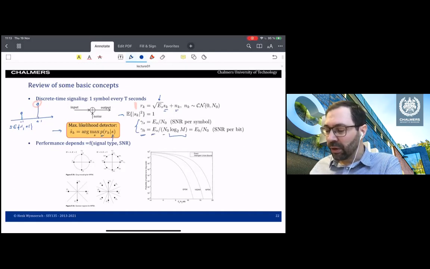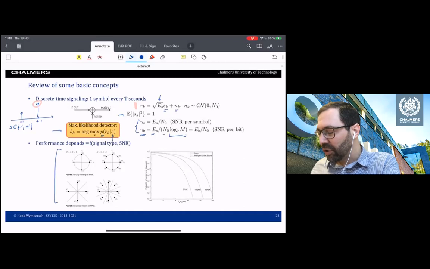The performance of a communication system depends on the constellation that you use and the signal-to-noise ratio. This is what the figure on the right shows. On the x-axis, we have the signal-to-noise ratio per bit. On the y-axis, we have the probability of making an error, also called the symbol error rate. Here we show performance for different constellations, and you see that different constellations have different symbol error rates. So QPSK is better than 16-QAM.